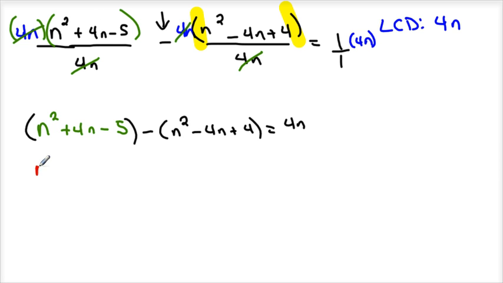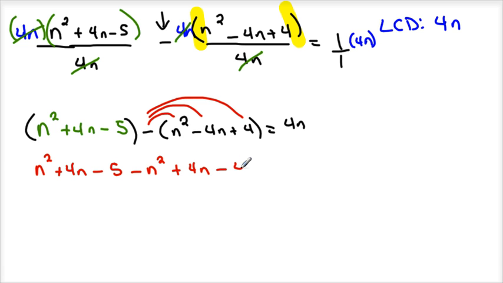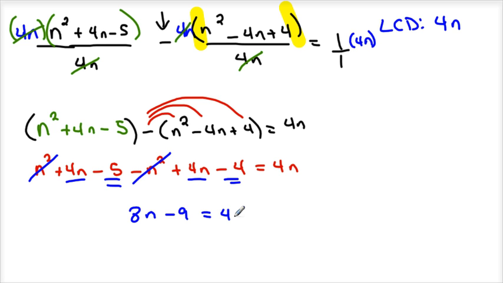Let's get that one down. So n squared plus 4n minus 5. Distribute the negative to all terms inside the parentheses. Minus n squared plus 4n minus 4 equals 4n. Simplify, combine like terms. N squared minus n squared, see you later. 4n plus 4n, 8n, negative 5, negative 4, negative 9 equals 4n.